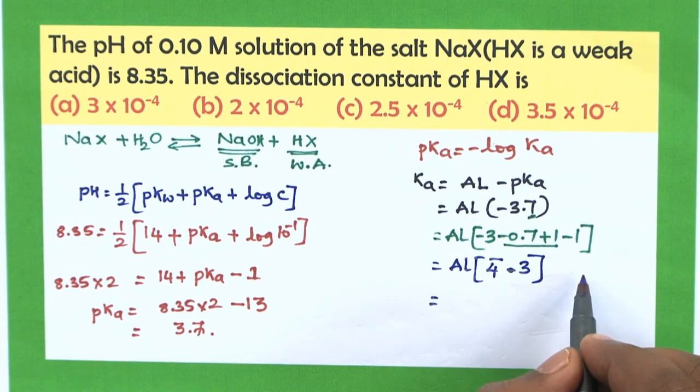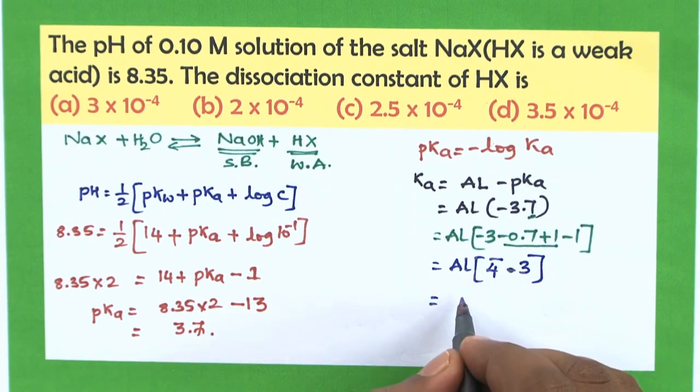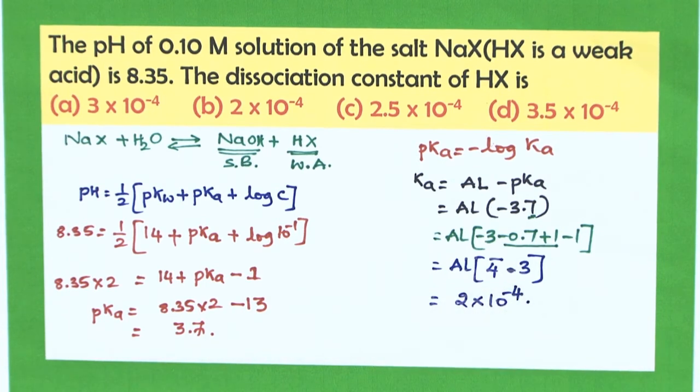We know that log 2 is equal to 0.3010. So, anti-log of 0.3 will be equal to 2 into 10 to the power minus 4. Hence, option B is the right answer.